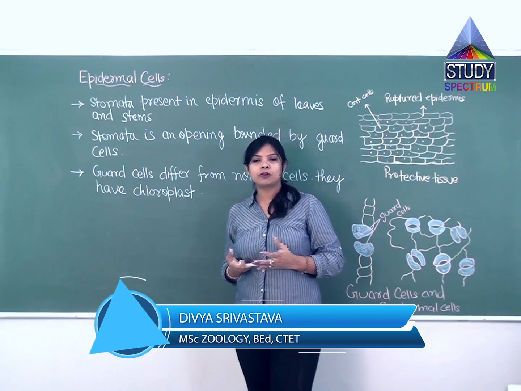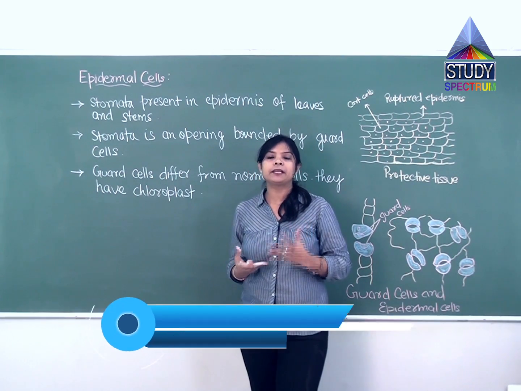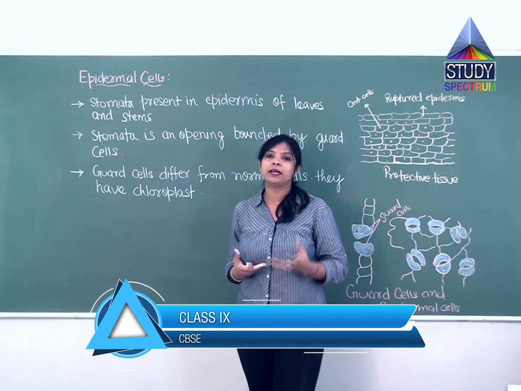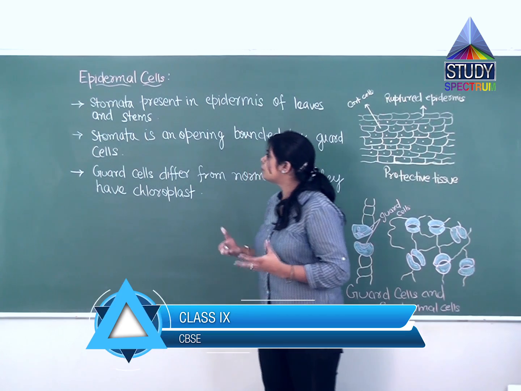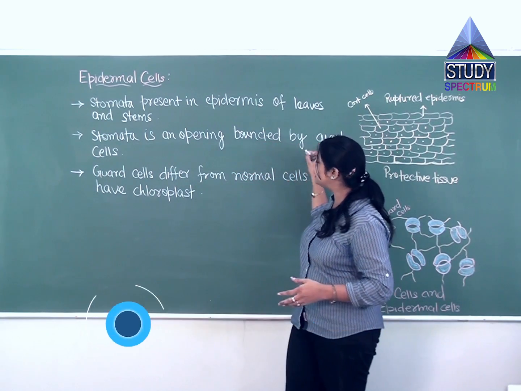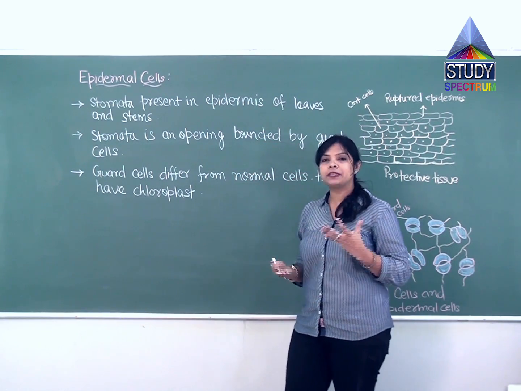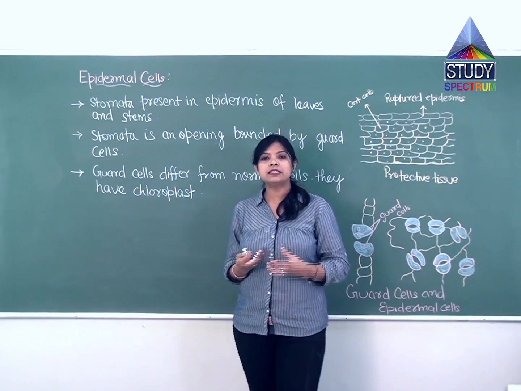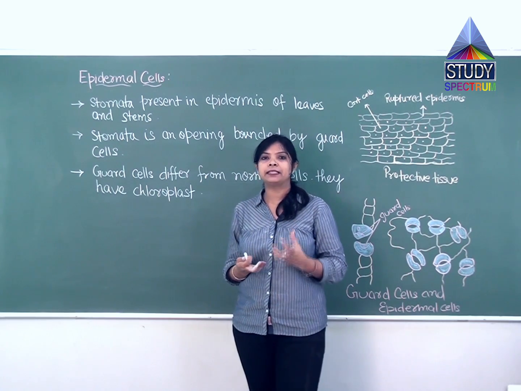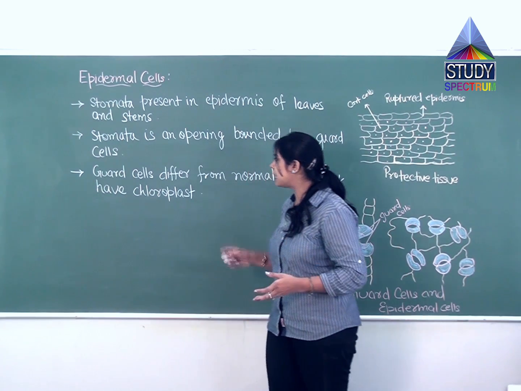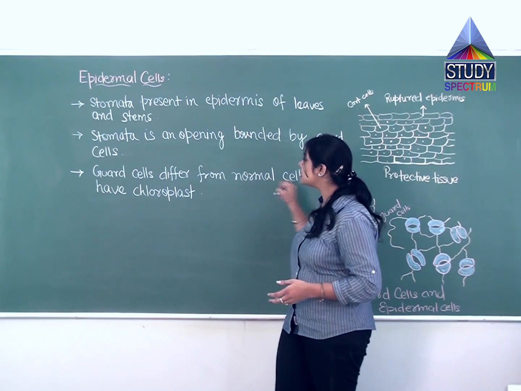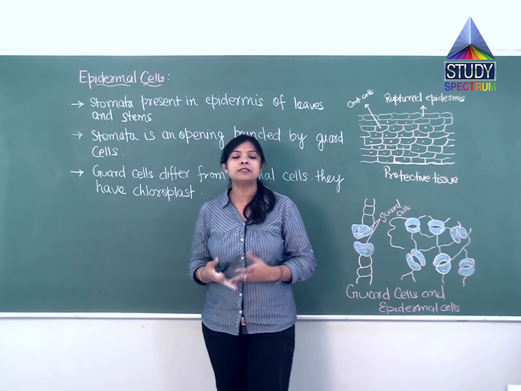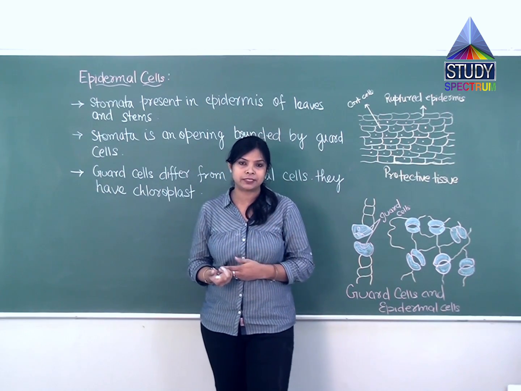So what is the role of stomata? Actually they absorb the carbon dioxide. They help in the exchange of gases with the atmosphere. So stomata are openings, pore-like structures, and these openings are bounded by the guard cells. These guard cells differ from normal cells. They have chloroplast. So why do they differ from other epidermal cells? Because they have chloroplast present.